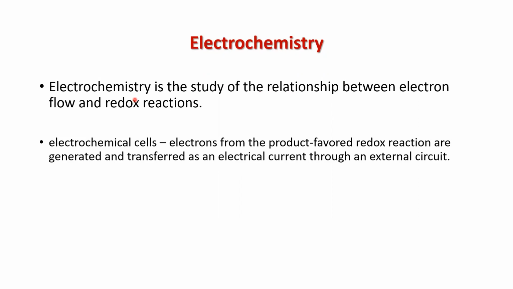So some examples of electrochemistry, we can look at what are called electrochemical cells, which are cells that are set up in which we're looking at a product-favored redox reaction in the forward direction. Electrons are going to be generated and they're going to be transferred through an electrical circuit to cause an electric current. So we're essentially getting electricity from a chemical reaction.